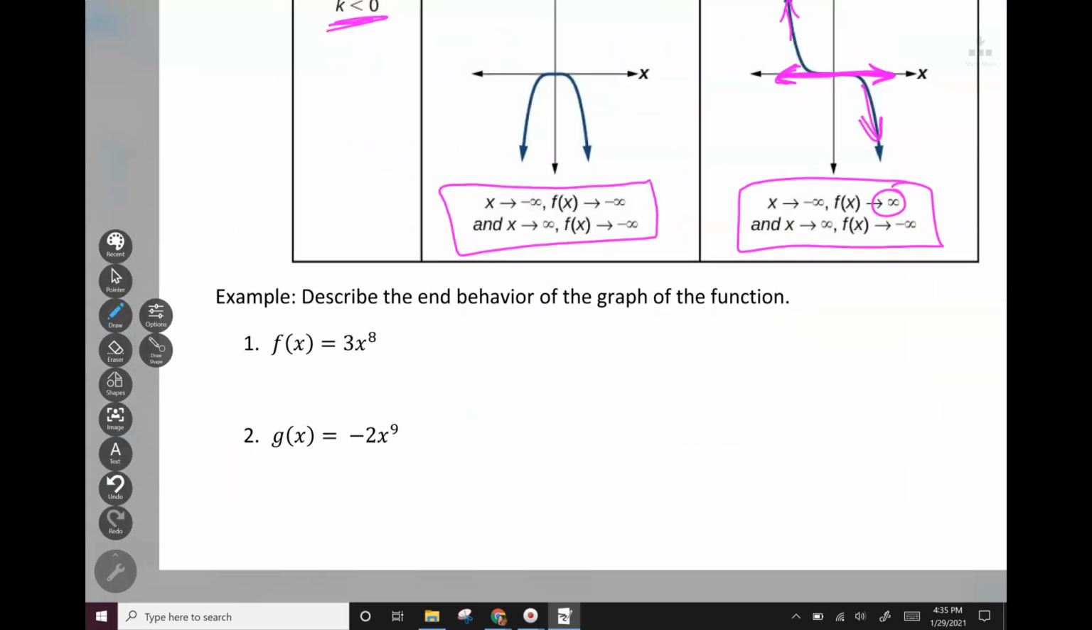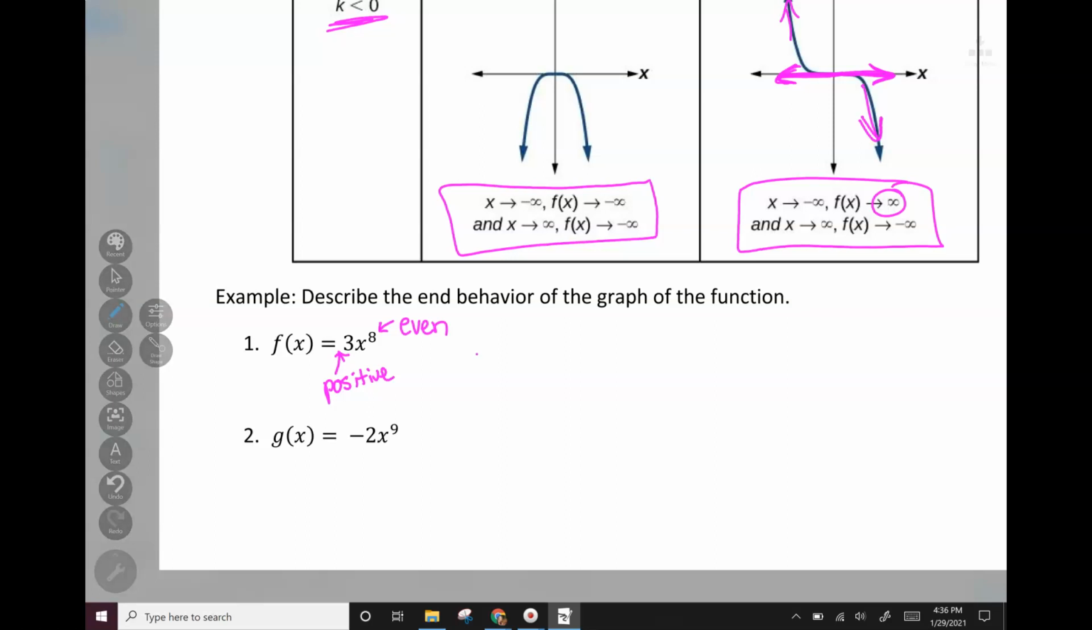Describe the end behavior of the function f of x equals 3x to the power of 8. So first thing I notice, it's even. Okay, so that means either both sides are going up or both sides are going down, like a parabola. And then I notice that my constant is positive. So I know it's not reflected over the x-axis, and both sides are going to be going towards positive infinity, just like a parabola.